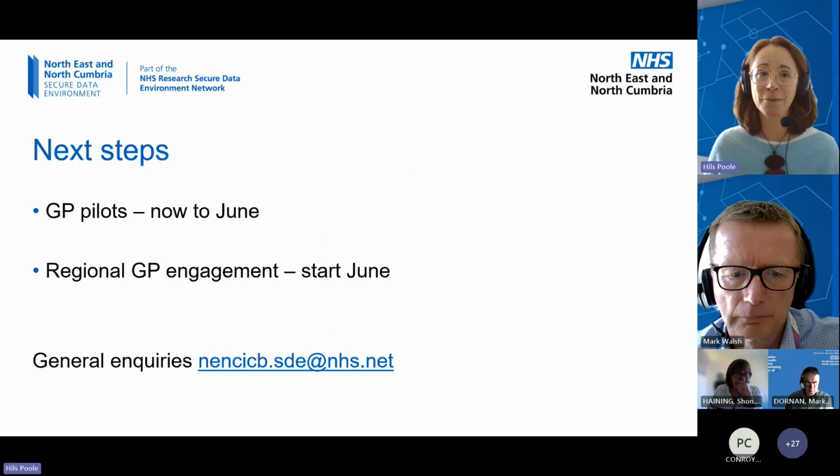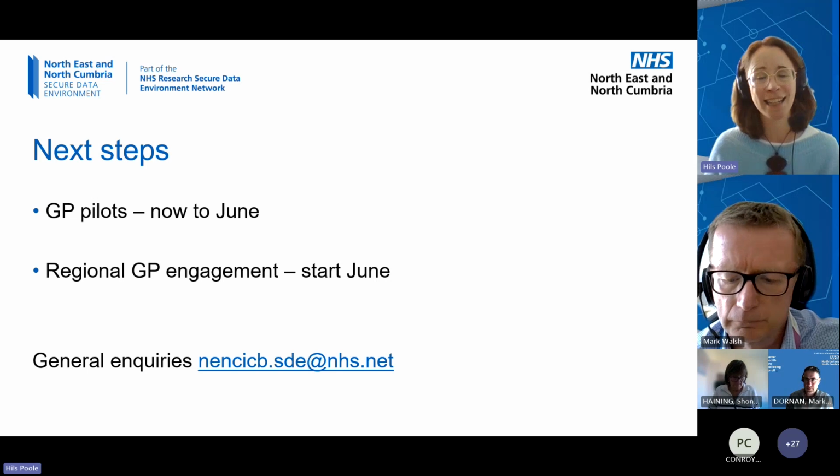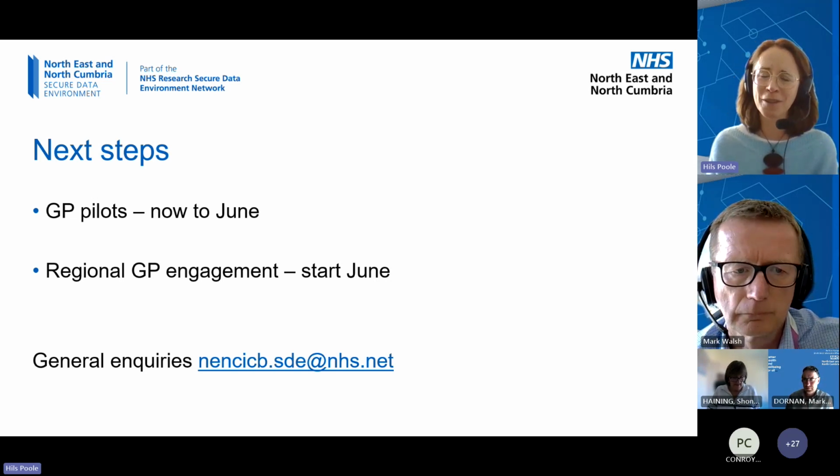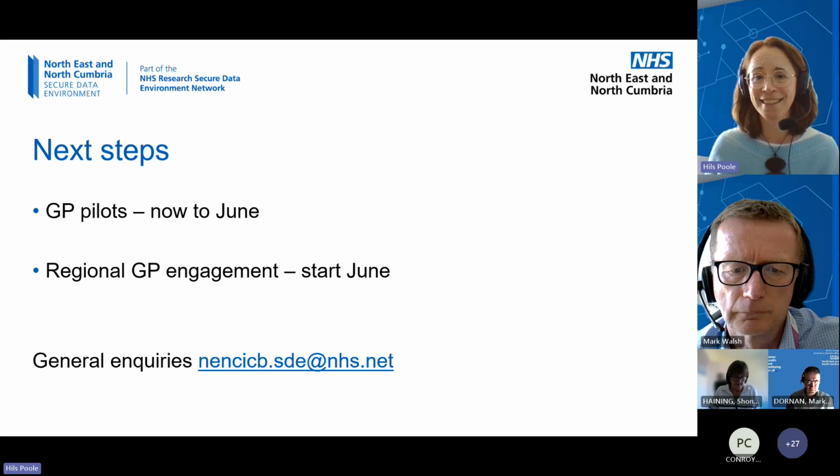In terms of next steps, as Mark talked about right at the beginning, the pilots are starting hopefully. And as we work through the pilots, we'll start to learn and gather intelligence about the best way to undertake onboarding of GP practices, of GP data flows into the SDE. So the regional engagement will start in June with a view to practices agreeing to participate and flow data after that point. And if any practices are interested, please get in touch. There's contact details on the slide.